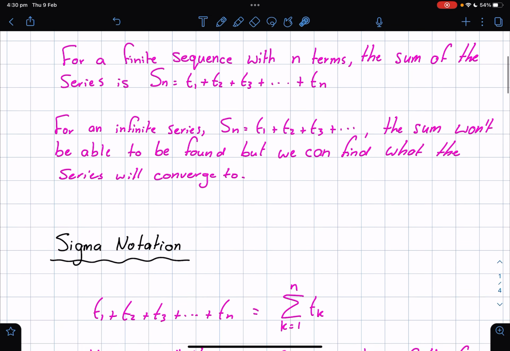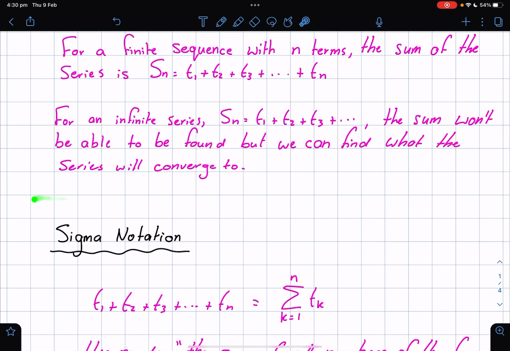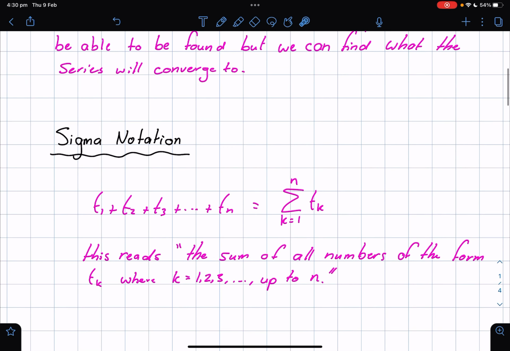So just a little bit of notation just to start off. So we're going to start using sigma notation. So this big capital E looking thing is called sigma, and that just means the sum. Okay, so T1 plus T2 plus T3 plus all the way up to Tn is equal to the sum from k equals 1 up to n of T subscript k. So this k is changing from 1 to n, as you can see here. So like I said, this reads the sum of all numbers of the form tk, where k is 1, 2, 3, all the way up to n.